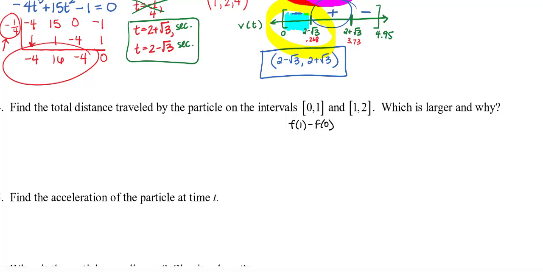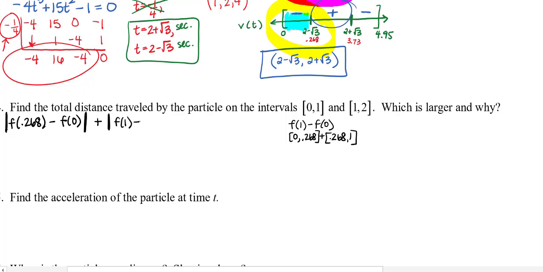So I have to break this up and go 0 to 0.268 and then go 0.268 to 1. Okay? So I'm going to find f of 0.268 and subtract f of 0. And I want to talk about distance in a positive way, so I'm going to make sure I take the absolute value of that number. And then I'm going to add that to f of 1 minus f of 0.268. Again, absolute value, so you can keep your distance positive.